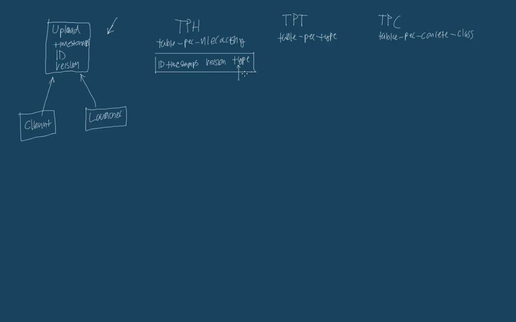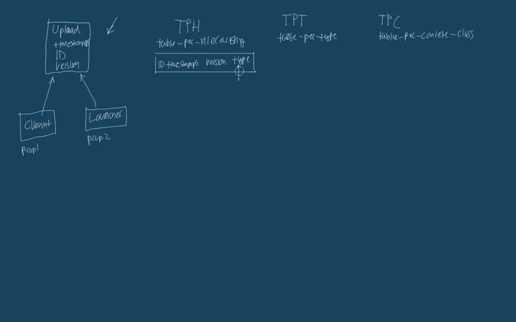Now, there's a couple problems with TPH. One of them is that, of course, it violates normalized database form, but that's kind of irrelevant for our discussion. Another thing that happens with TPH is that any custom property that's on client or launcher, let's say, in this particular case, I can't honestly think of a property that would only be on one of these and not the other. Let's just use arbitrary names. Let's say client has prop 1 and launcher has prop 2. So prop 1 only exists on the client entities and prop 2 only exists on the launcher entities.